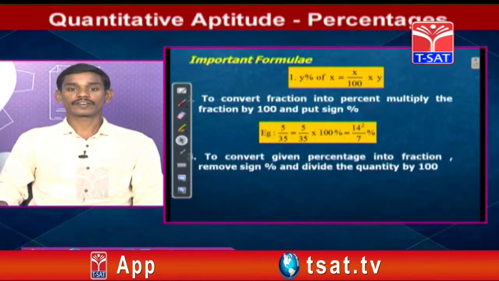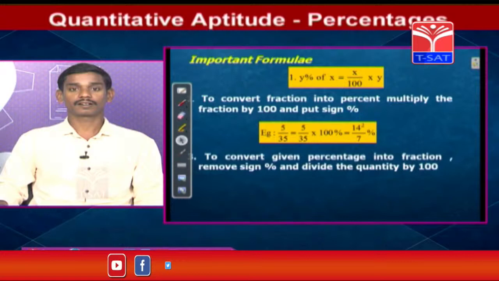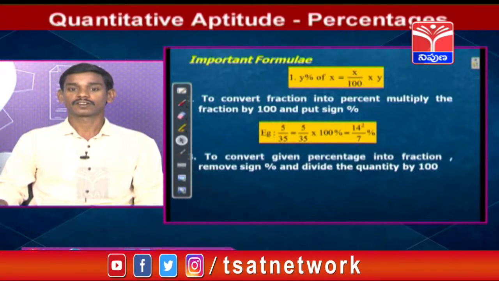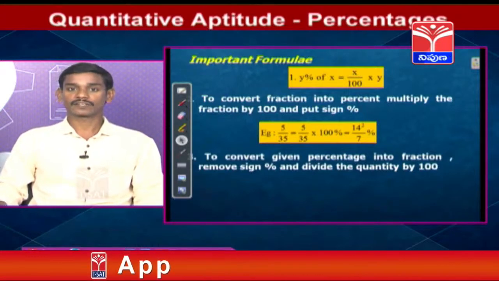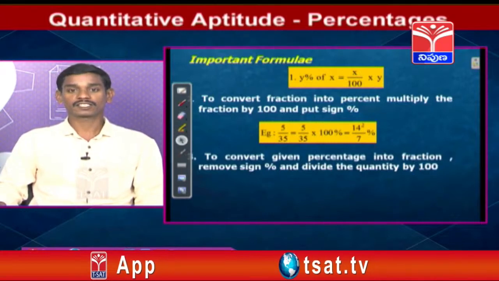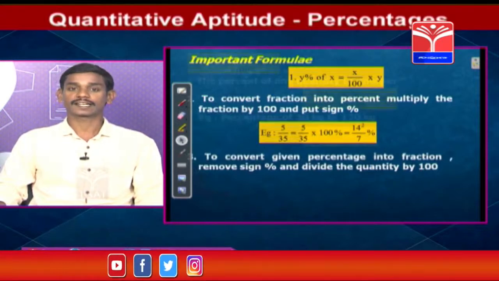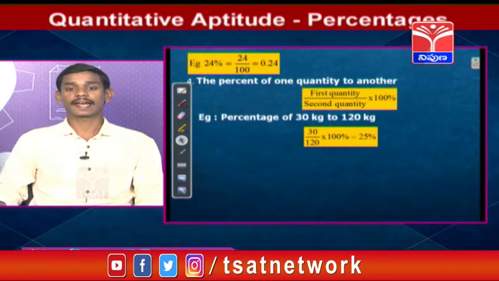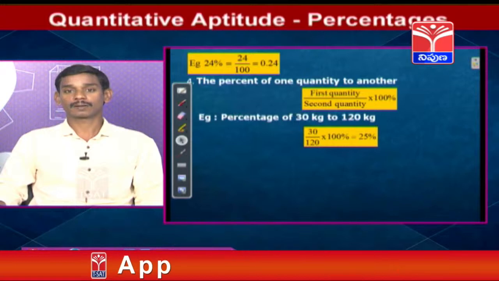Some important formulas. To convert a fraction into a percentage, just multiply the fraction by 100 and put the percentage sign. For example, 5 by 35 is equal to 5 by 35 into 100 percent, that means 14 2 by 7 percent. And one more very important formula: to convert a percentage into a fraction, just remove the percentage sign and divide the quantity by 100. We will see some examples also.